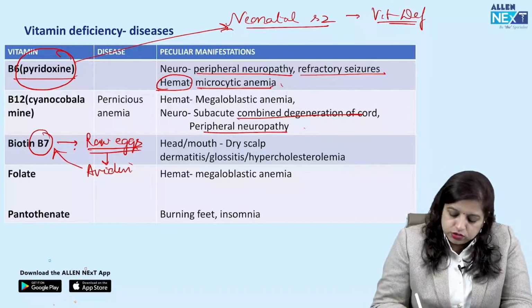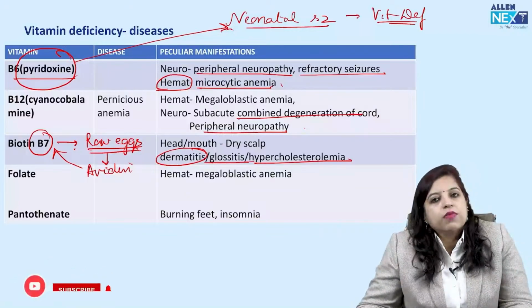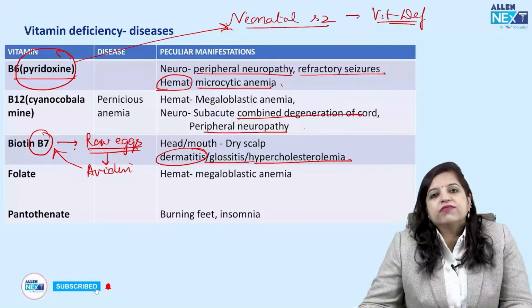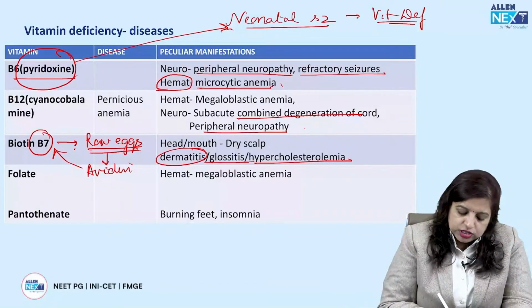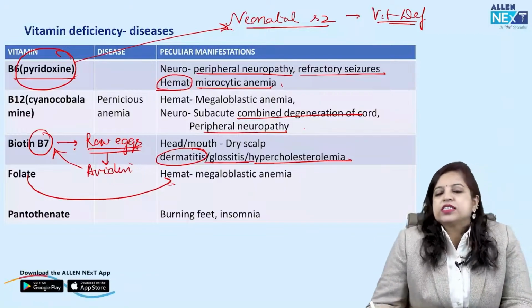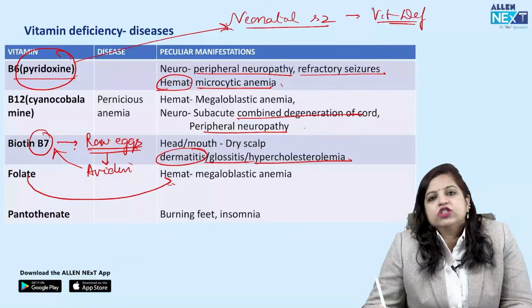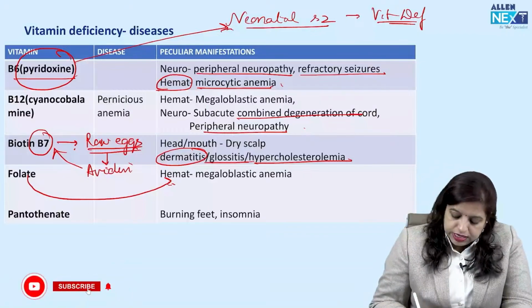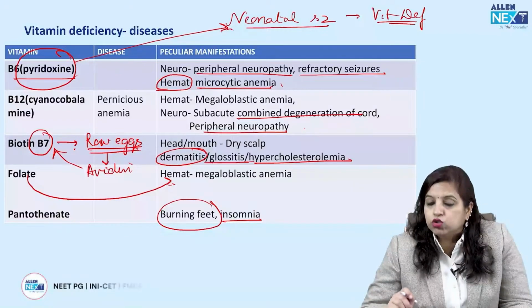Here what you get to see is dermatitis, glossitis also, and hypercholesterolemia. And apart from that, we get to see manifestations on the head and mouth in the form of dry scalp, right? Then folate deficiency usually manifests as megaloblastic anemia, and pantothenic acid deficiency would manifest with burning feet syndrome and insomnia. So these are a few vitamin deficiencies we should be aware of.